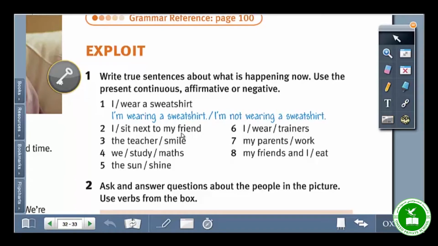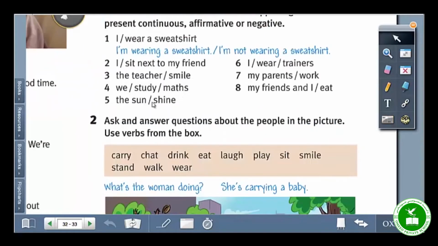I sit next to my friend. So if you are sitting next to your friend, you can say, I am sitting next to my friend. Or if you're not sitting next to your friend, you can say, I'm not sitting next to my friend. Okay? Make these sentences the same like the first and the second one. Okay? They're much easier. Just use is, am, or are here and add ing to the verb. Okay? Good. Let's move to the second part.